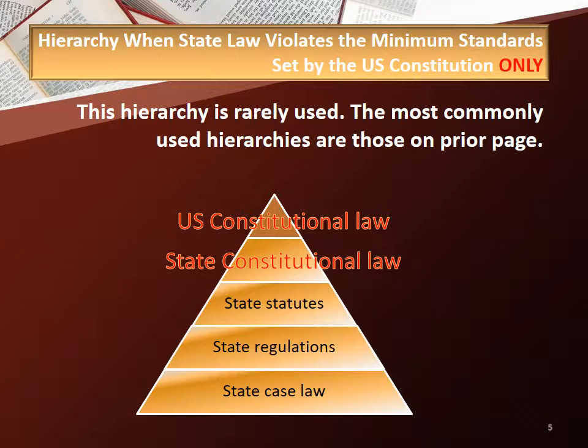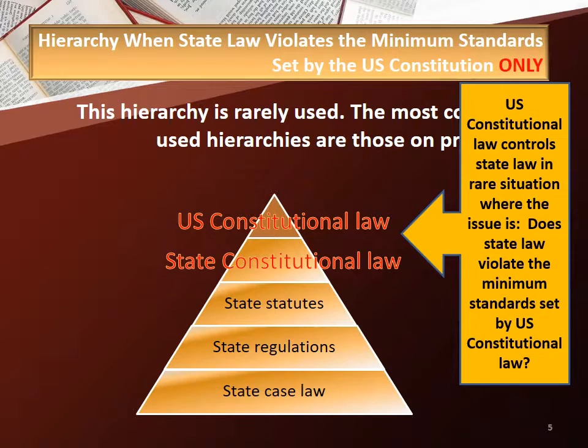One more hierarchy does exist. It is rarely used. The most commonly used hierarchies are those on the prior page. This hierarchy is only used in the rare situation when there is a claim that some state law violates the minimum standards set by the U.S. Constitution on the member states. This hierarchy is as you see in the picture below. U.S. constitutional law controls over state constitutional law, over state statutes, over state regulations, and state case law. Again, this hierarchy only applies when the state law violates one of the minimum standards set by the U.S. Constitution on the members of the Federation.